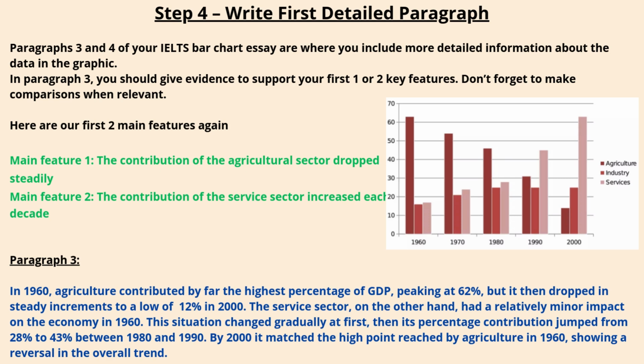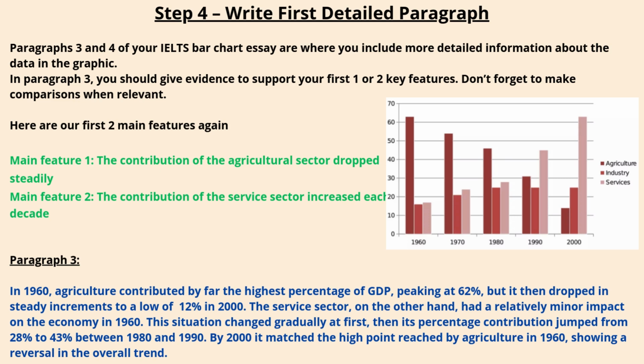Here, you'll dive deeper into your first two main features, the decline in the agricultural sector's contribution and the growth of the service sector. For example, you can say, in 1960, agriculture contributed by far the highest percentage of GDP, peaking at 62%, but it then dropped steadily, reaching a low of 12% by 2000. This gives a precise picture of the agricultural decline.